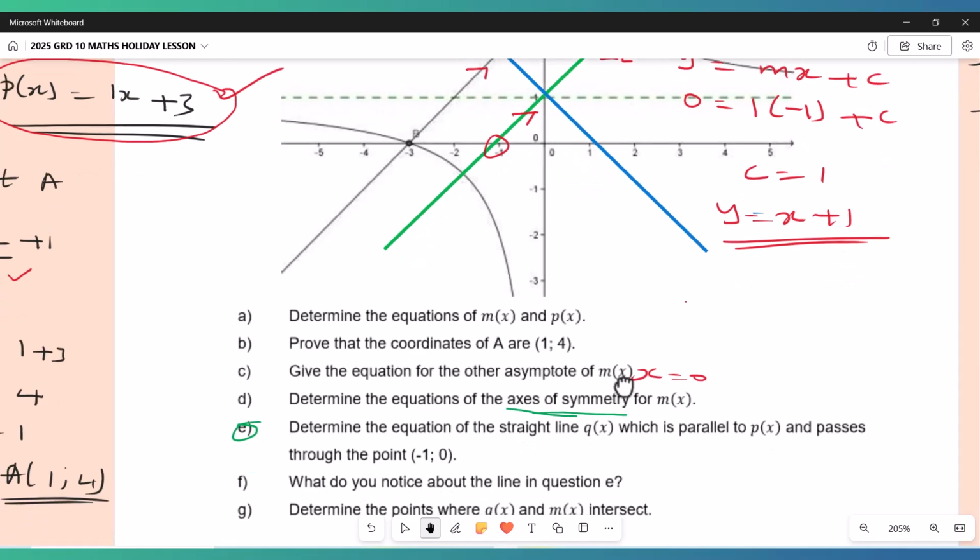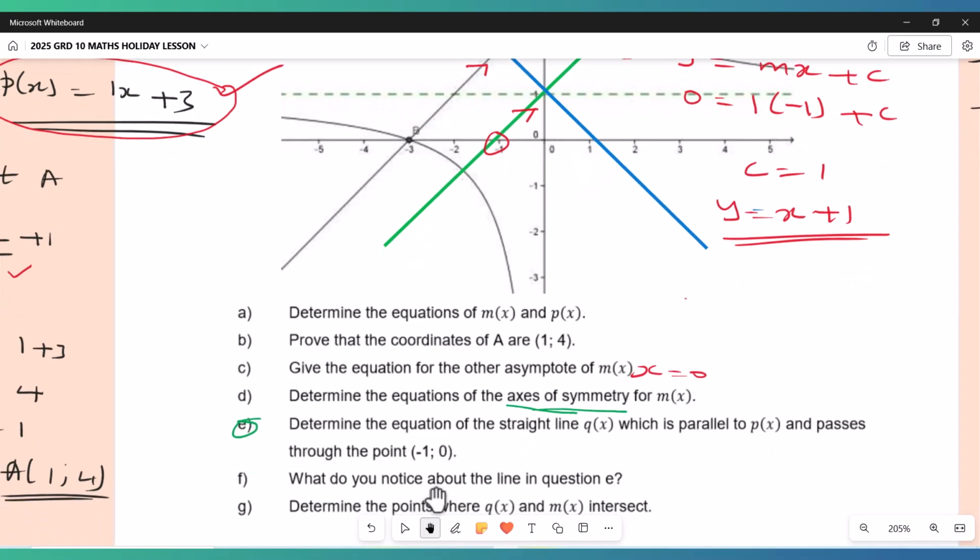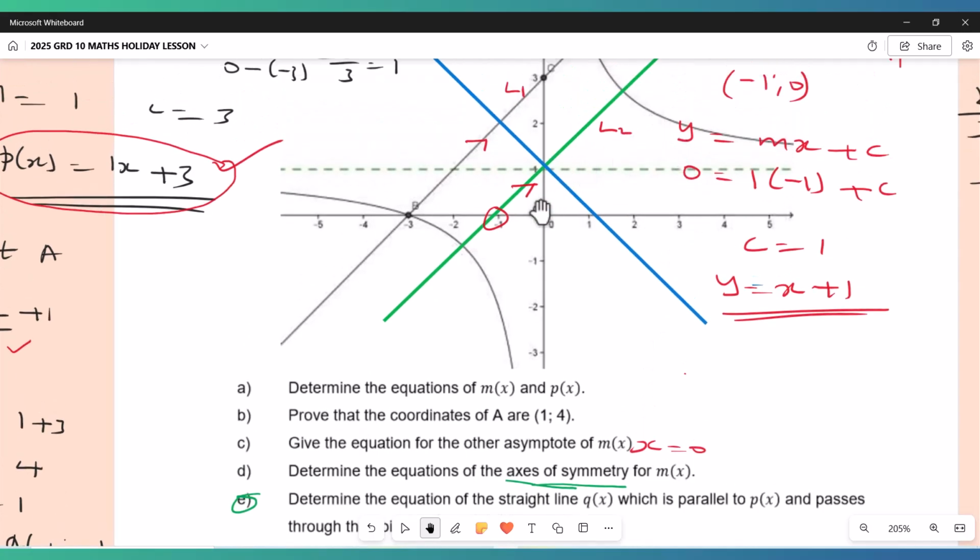They say, what do you notice about the line in question E? The line in question E is the same as what? The line of symmetry with a positive gradient. That's what we notice here. I repeat, the line calculated above is the same as the line of symmetry with a positive gradient.